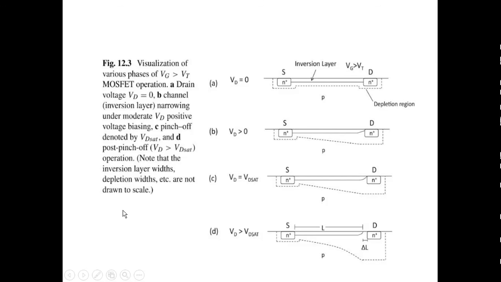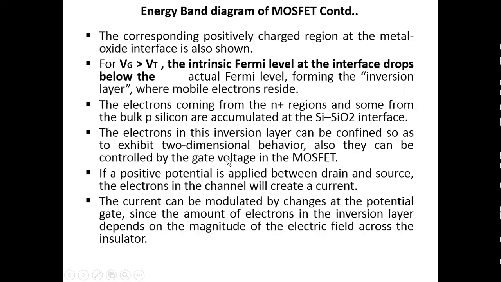Now, this also shows how the depletion region grows when VD is applied. What actually causes the depletion region to grow, how the depletion region is thickened, is shown here. Okay. I have given a very detailed explanation of this in the note. You can refer to the note also. The corresponding positively charged regions at the metal oxide surface are also shown.